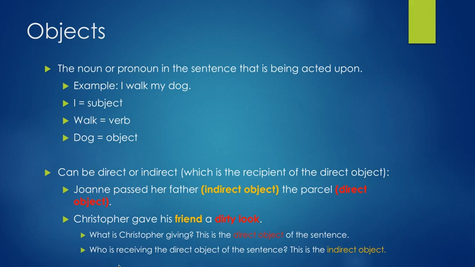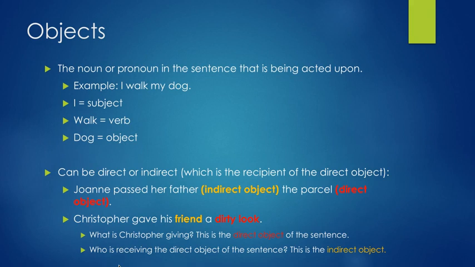There are two main types of objects that you want to be aware of usually when you're looking at grammar, and that would be, is it a direct object or indirect object? The direct object is being acted upon, and an indirect object is the recipient of a direct object. I know, it can get really confusing, so I color-coded this here. So the example sentence, Joanne passed her father the parcel.